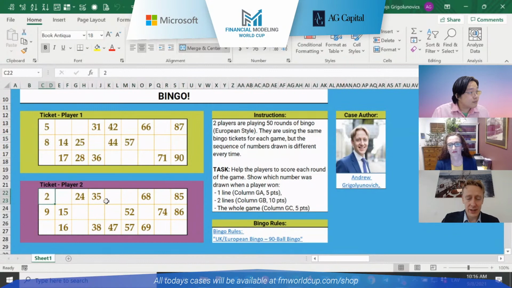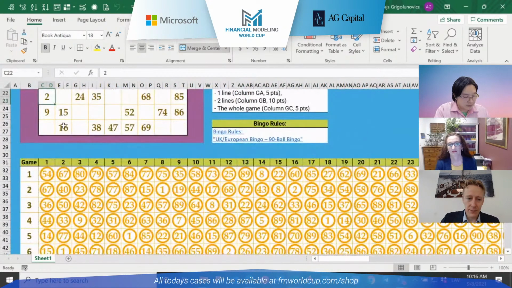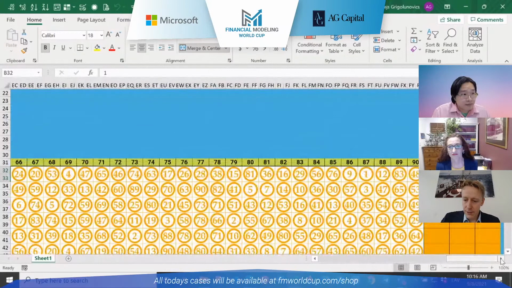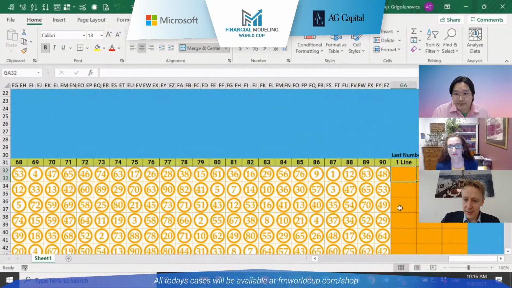And the same goes for ticket 2. So what happens during the bingo game? The balls are being drawn out of the machine, and here is the sequence. So in game 1, initially it was number 54, then it was number 67, number 80, and so on and so on. So the key goal for the players would be to go to the back of this table and to see which number was drawn in order to complete at first 1 line.